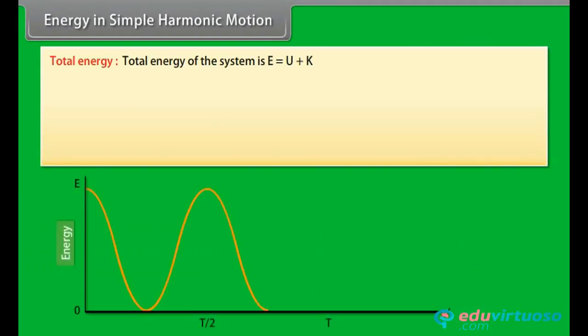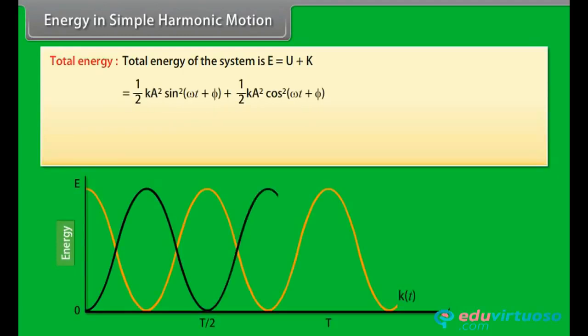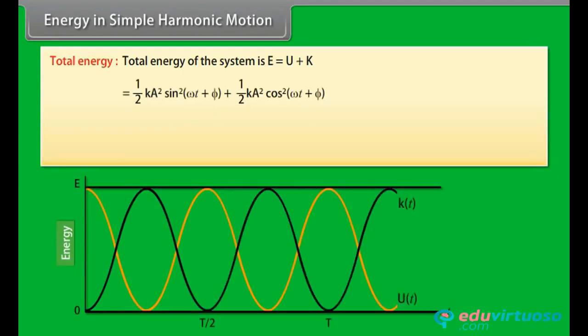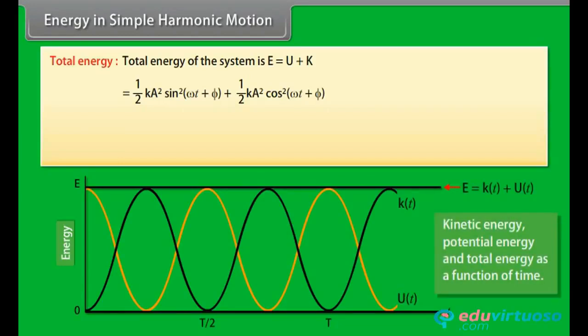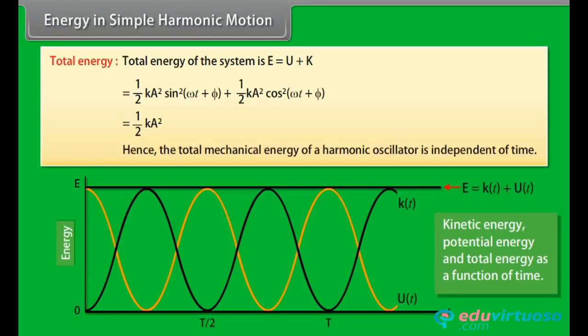Total energy. Total energy of the system is E = U + K = ½kA² sin²(ωt + φ) + ½kA² cos²(ωt + φ) = ½kA². Hence, the total mechanical energy of a harmonic oscillator is independent of time.